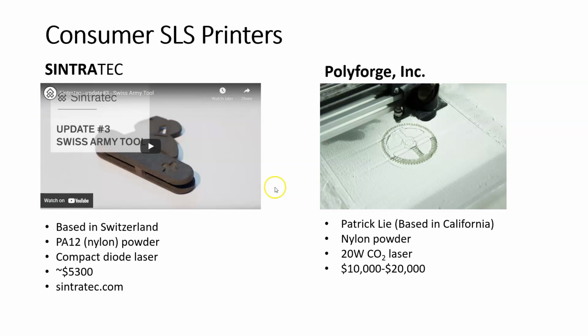So, some consumer selective laser sintering machines have now come on the market. We have the Sintratec, a company based in Switzerland. They use a nylon powder. Remember, SLS is for plastic powder sintering, or melting together. It uses a compact diode laser to apply the heat to melt the powders together. It costs around $5,300. And by the way, they've come down greatly from that.